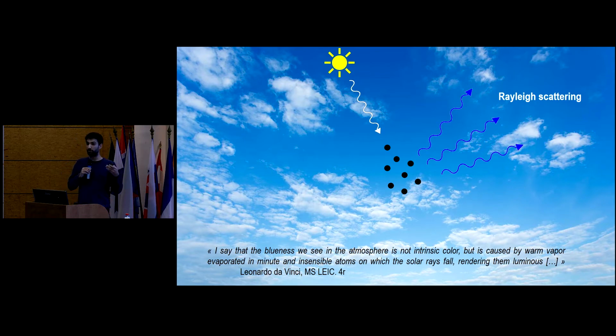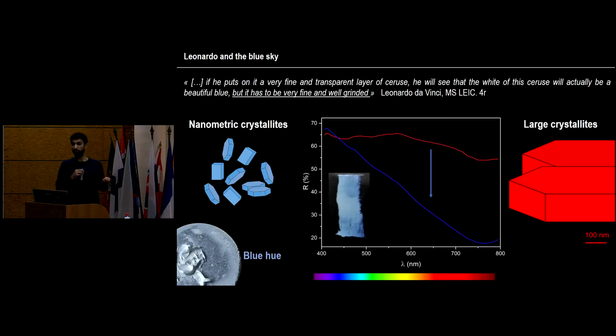But Leonardo goes a step further, and to convince us of that, he says, if you want to be convinced, you can use ceruse, this is lead white, take it, a very fine and well-ground ceruse, and it will have a beautiful blue. And this is actually true. If you take some lead white composed of nanometric crystallites, it will have a blue hue. This is particularly visible here. We reconstructed this in the lab.